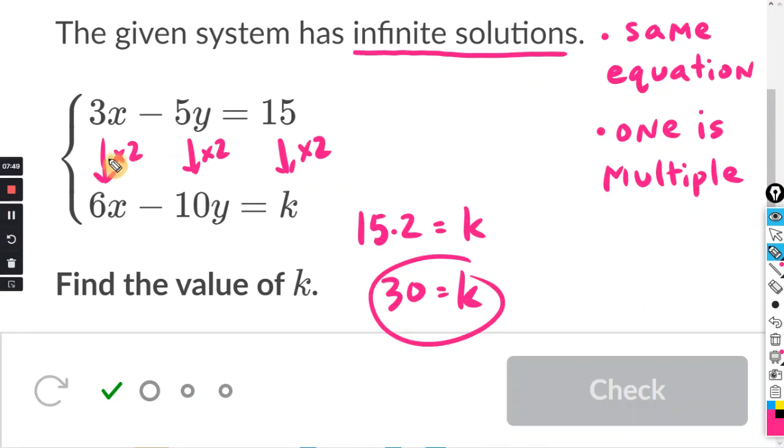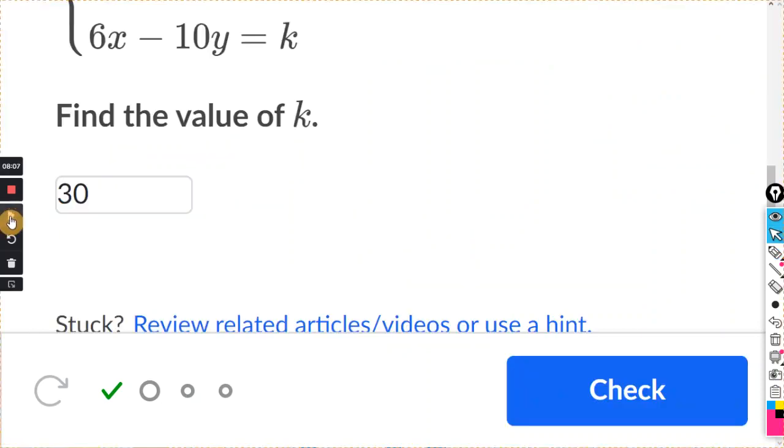Now, in some cases, you may have to divide or multiply by a fraction, like times a half. That's the same as divided by 2, and times a third is the same as divided by 3. So see how to get from one equation to the other in terms of multiplication or division. All right, just click in the box and enter 30.